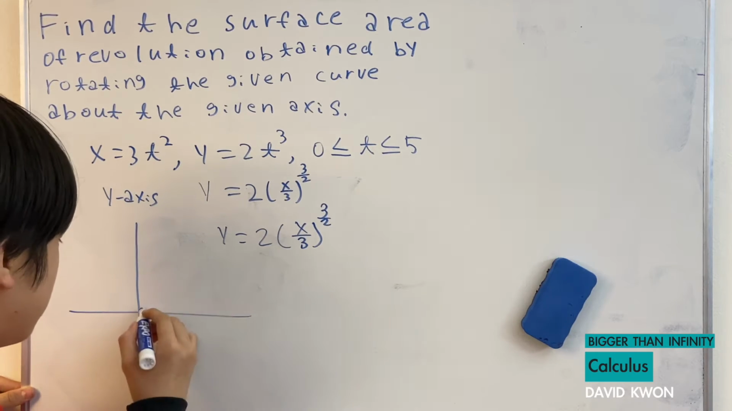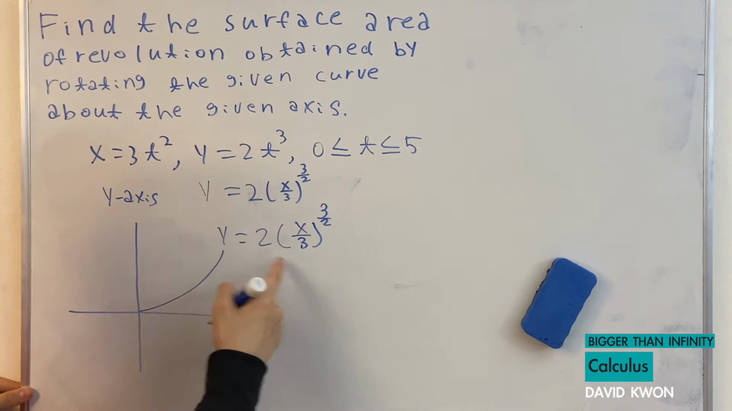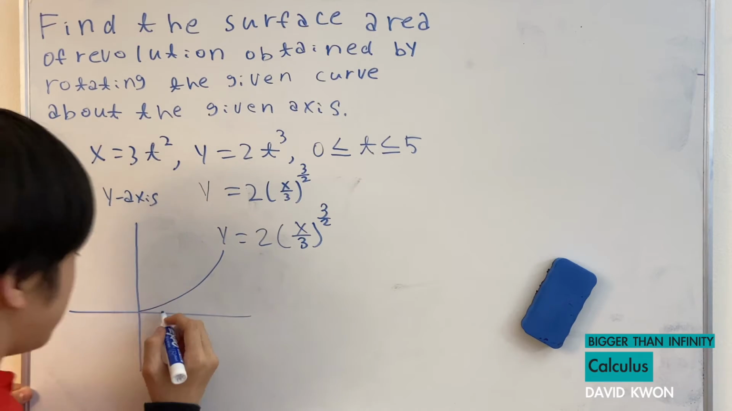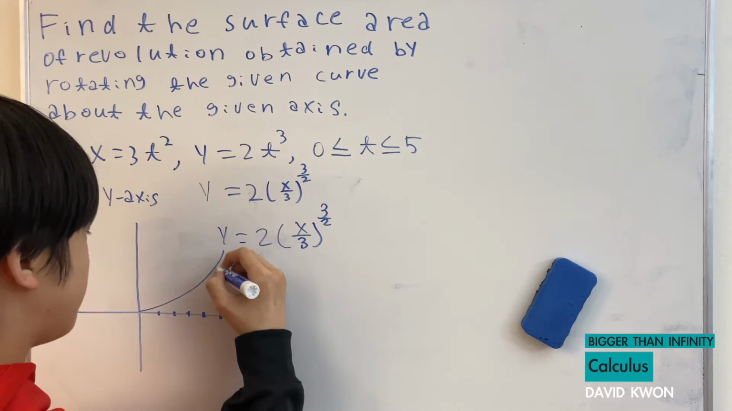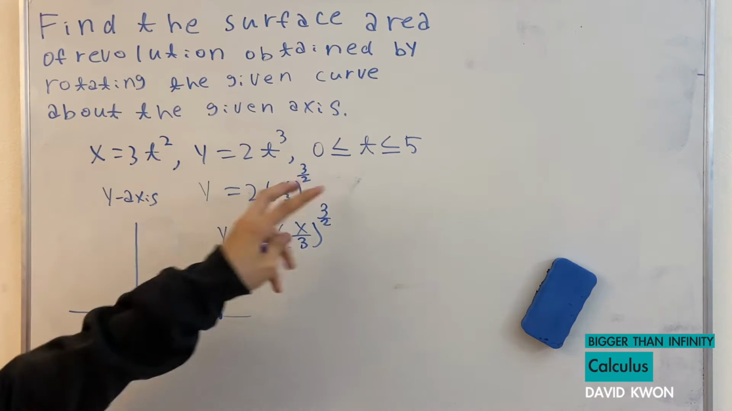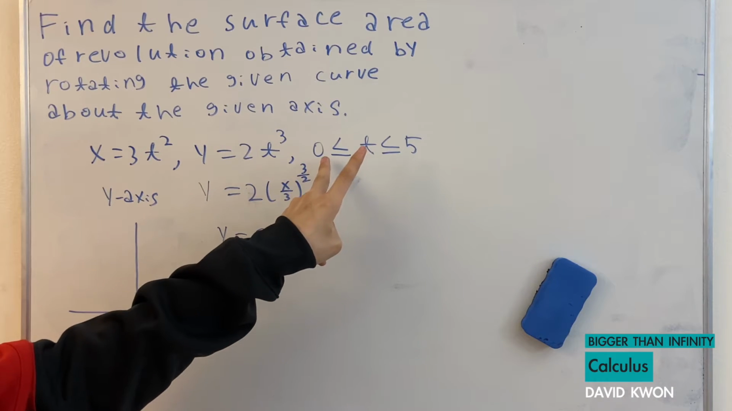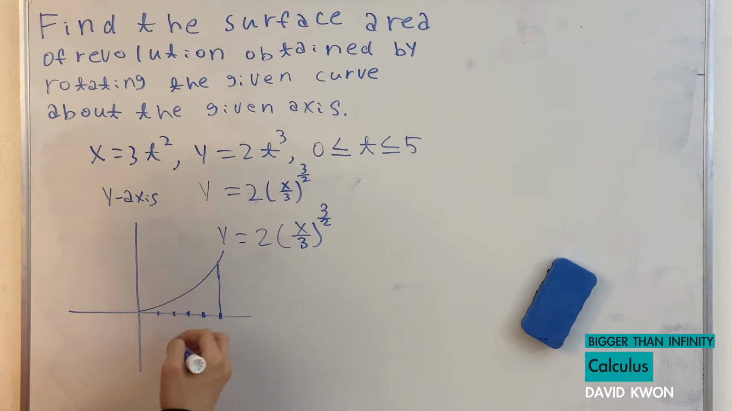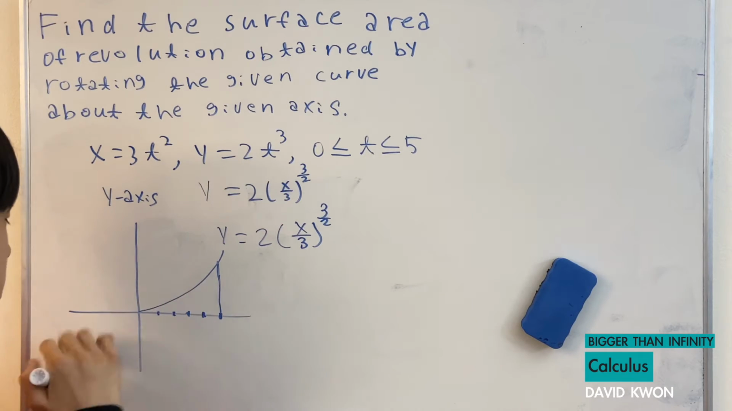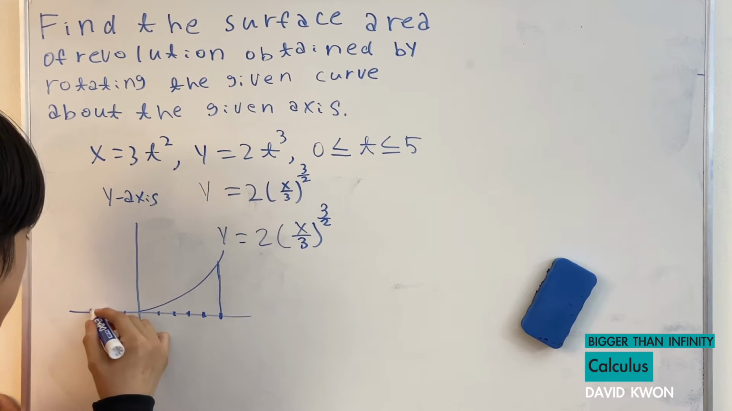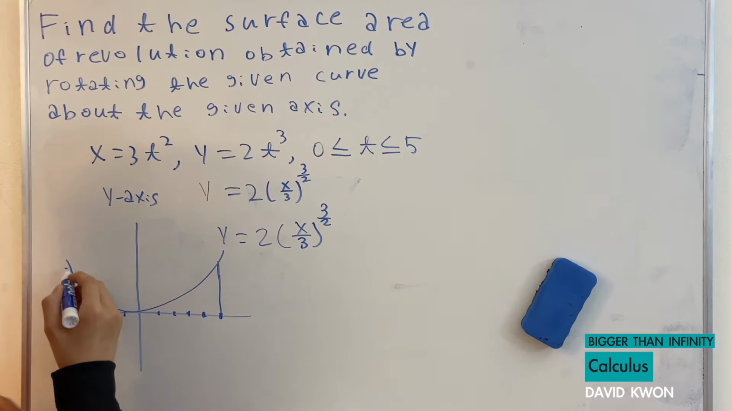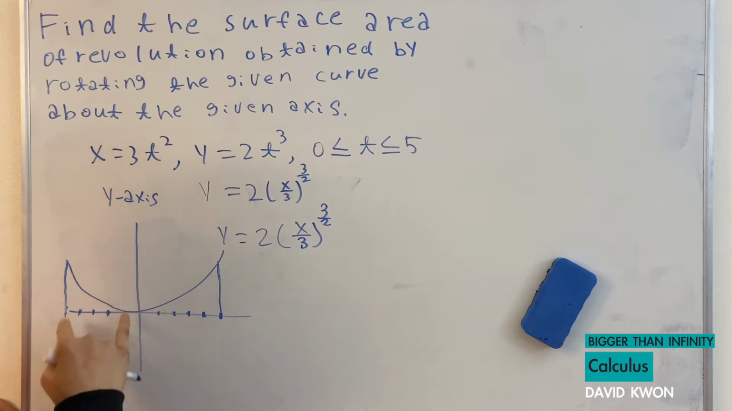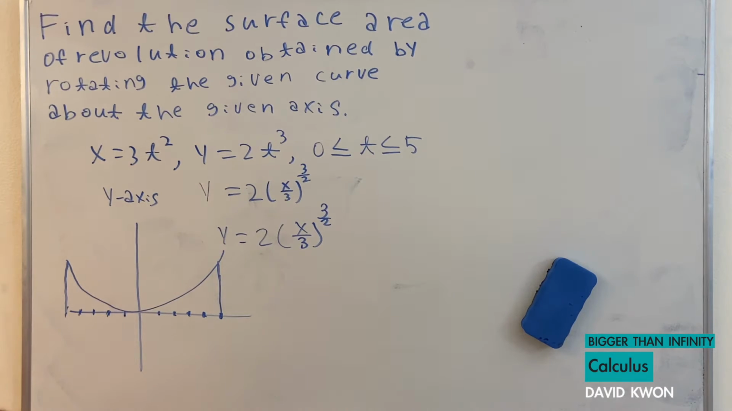When we do, this equation looks like this. And if this is 1, 2, 3, 4, 5, this is the interval from 0 to 5. So we have that. And then this will spin across the y-axis, so I will reflect this image across the y-axis, and it will spin around once.